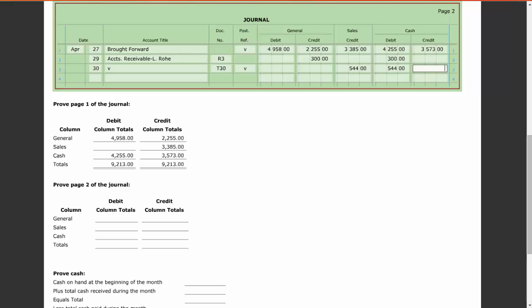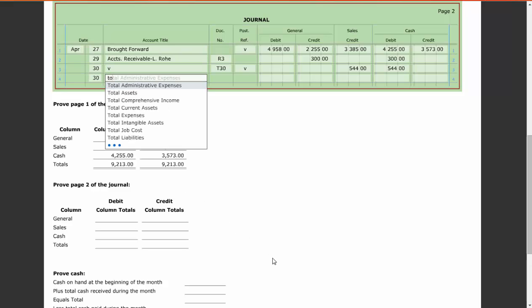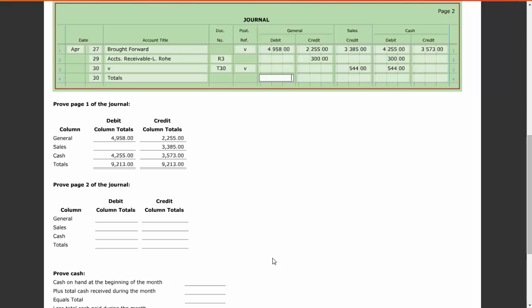So how many days are in April? 30. So we have to put the date of 30 here. And now we're really done for the month. So we're not going to write carried forward or brought forward. I'm going to really write the word totals. And guess what we have to do?